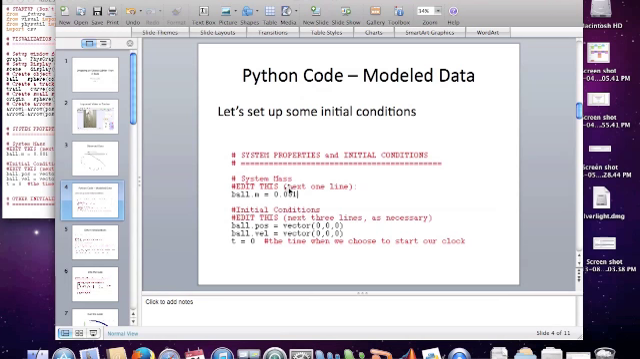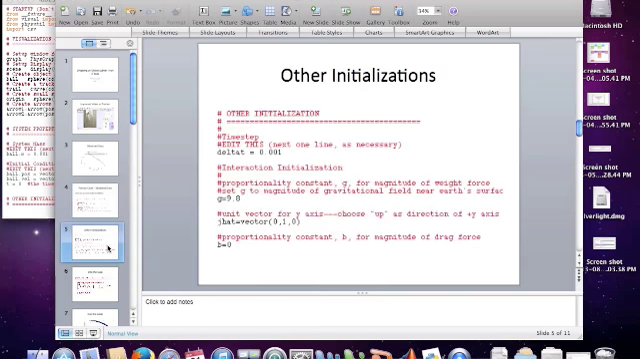First, let's set up some initial conditions. We can see that the ball's mass is 1 gram, or 0.001 kilograms. Also, our initial conditions being the ball's position at 0 and the ball's velocity at 0, since we are dropping it from rest. Time is also at 0, since this is when we choose to start. Our delta t time step is very small, even smaller than the last video. This is to have the best modeled predictions.